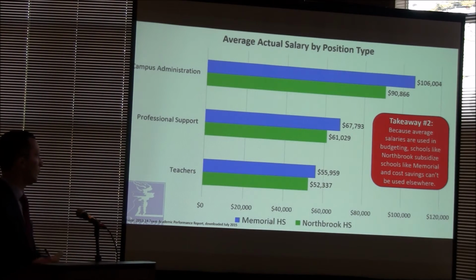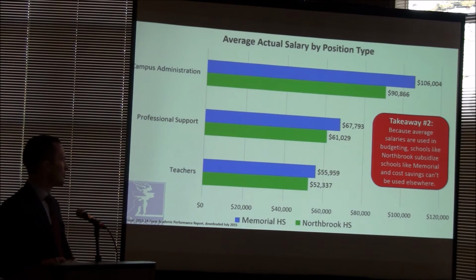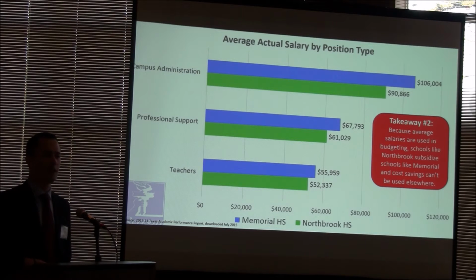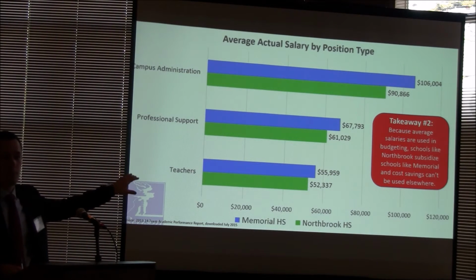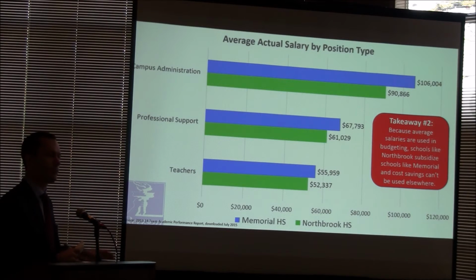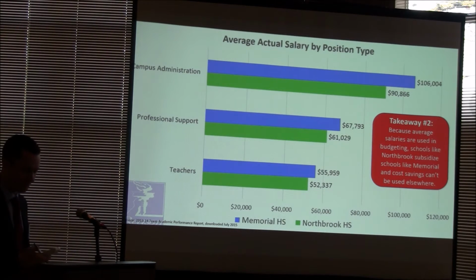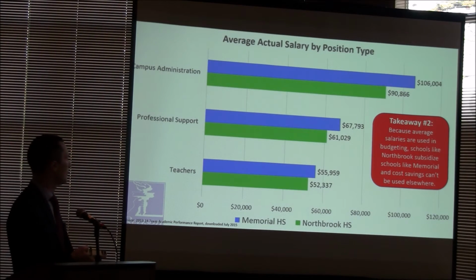Because, takeaway number two, because average salaries are used in budgeting, schools like Northbrook subsidize schools like Memorial, and cost savings can't be used elsewhere. So these cost savings that Northbrook has, they can't use them for things like professional development or technology or to hire teachers in other areas. Those cost savings are lost, and so they're in effect subsidizing schools like Memorial, which is problematic.